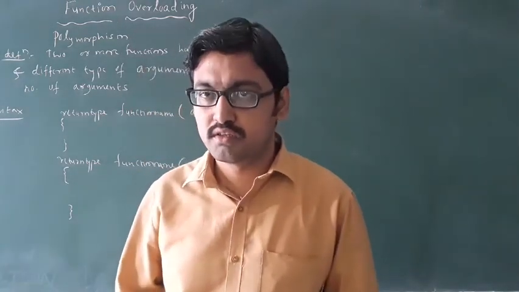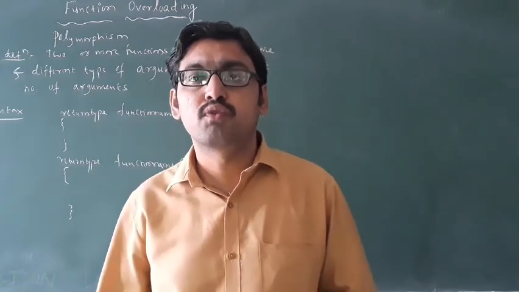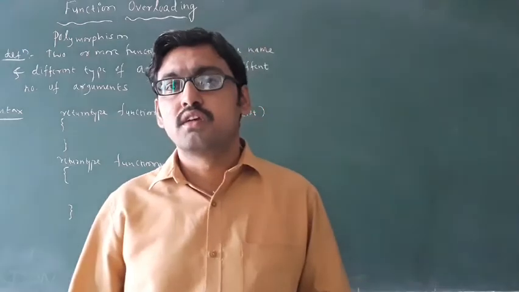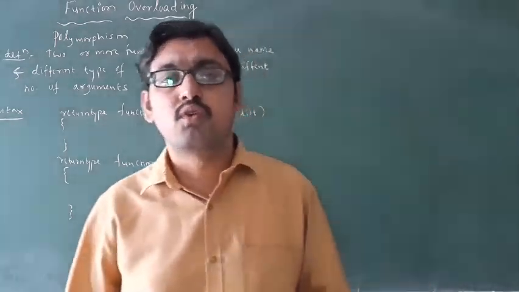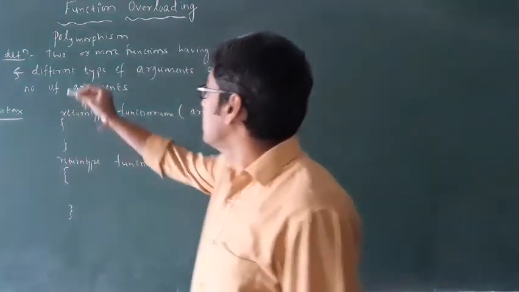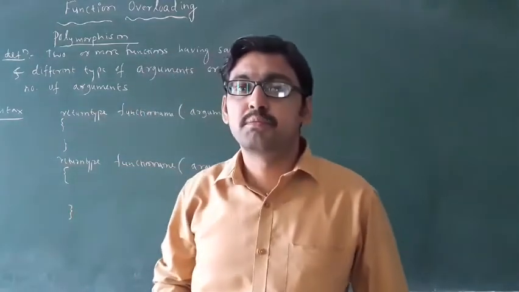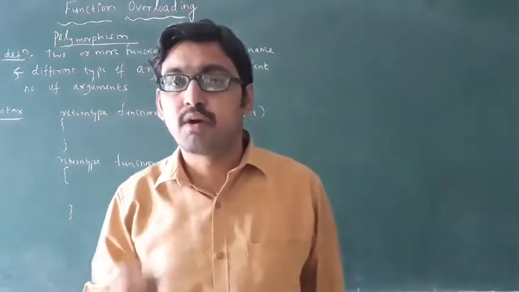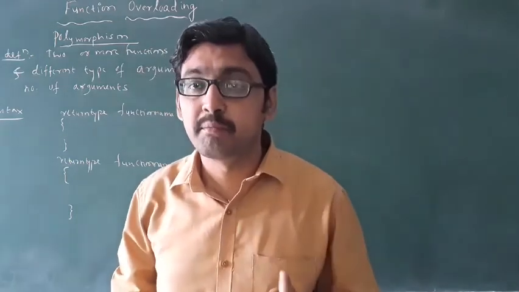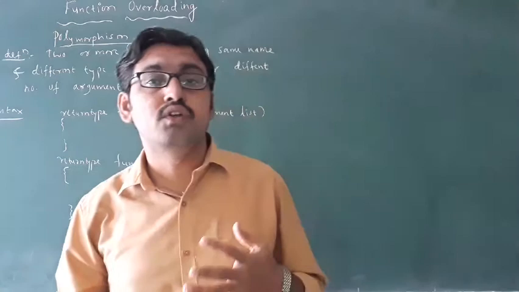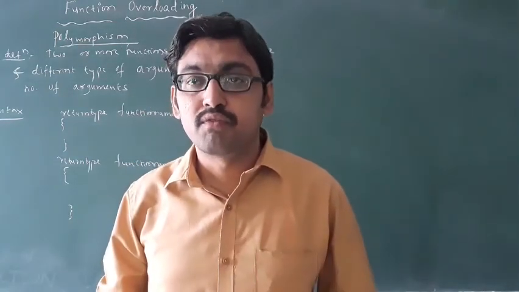This is the third chapter, also a concept in object-oriented programming language. See, what is function overloading? You already know polymorphism, and you know the definition of polymorphism. Poly means many, morphism means form. Many forms you have to create by using a single name. The ability to take more than one form is called polymorphism.